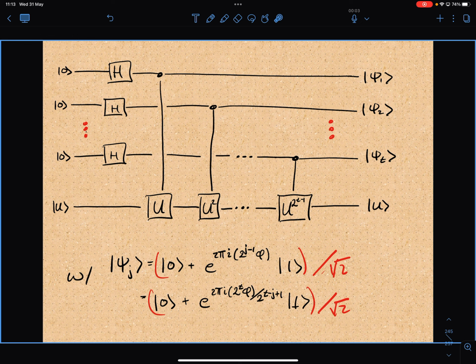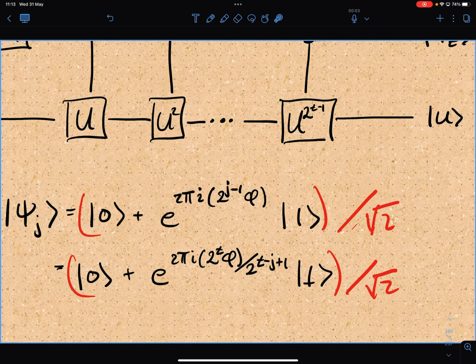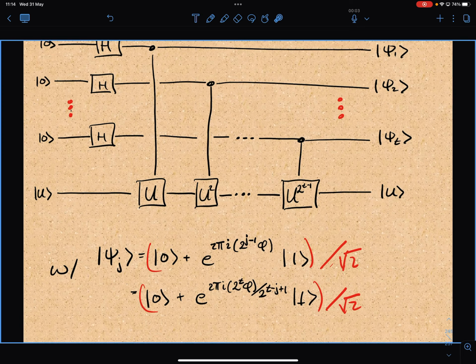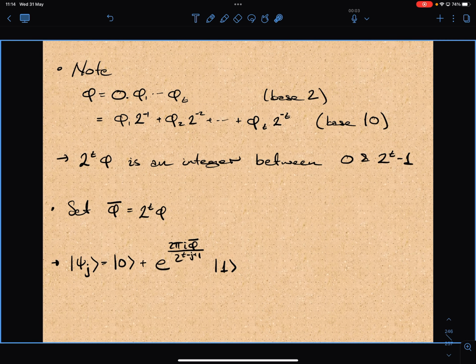And what I'm actually doing is I'm going to rewrite this term: I'm going to bring a 2 to the t and divide by 2 to the t. In particular, the reason I want to do this is because I want this to be an integer. And this is going to be true based on our assumption of the terminating base 2 expansion. So I write this explicitly here.